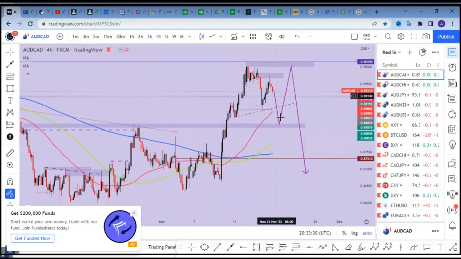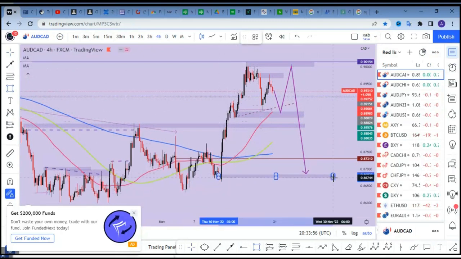So let's see price drop into maybe somewhere around here, or here. All right, most likely here. And then we'll get that bounce back up before the main drop that should bring us all the way back to this point. So that's AUD CAD.